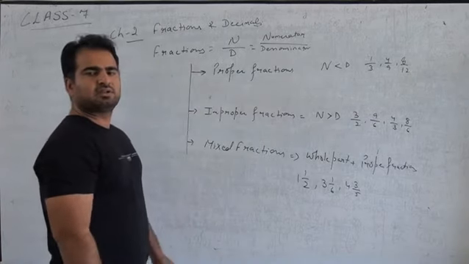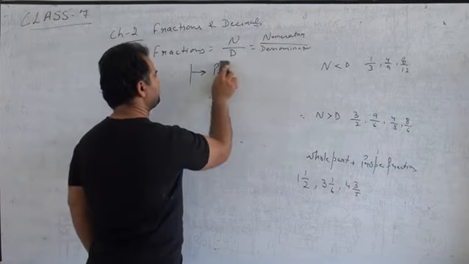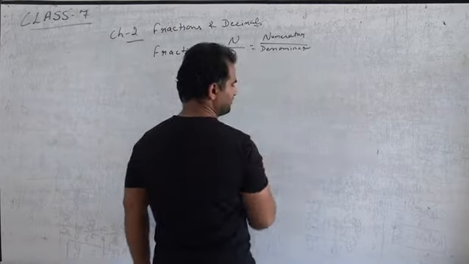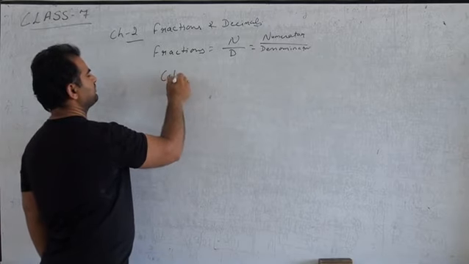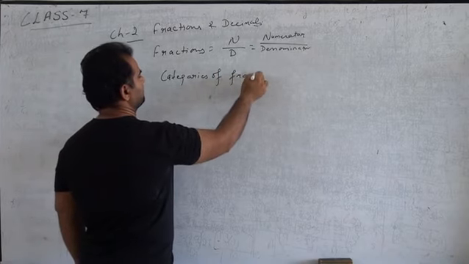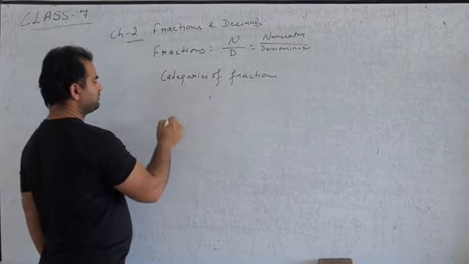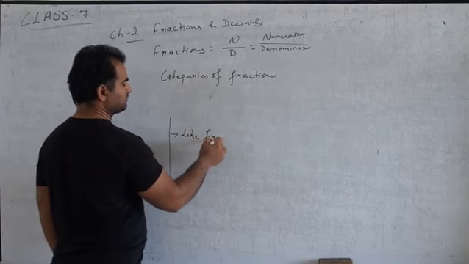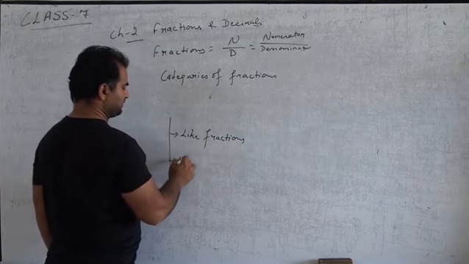Next is like and unlike fractions, or we can say categories of fractions. There are two categories of fractions. First is like fraction and second is unlike fraction.